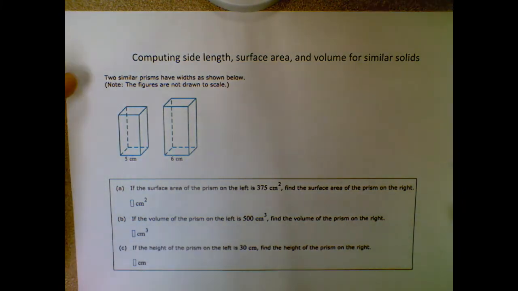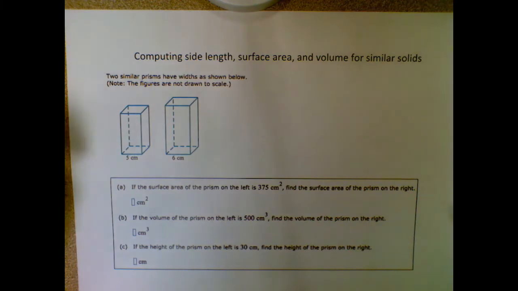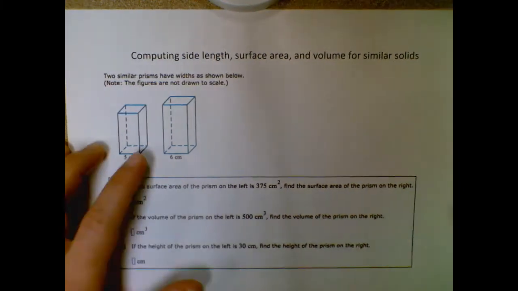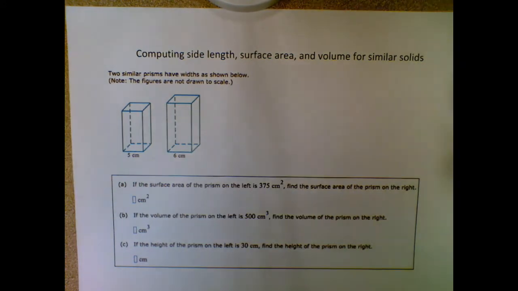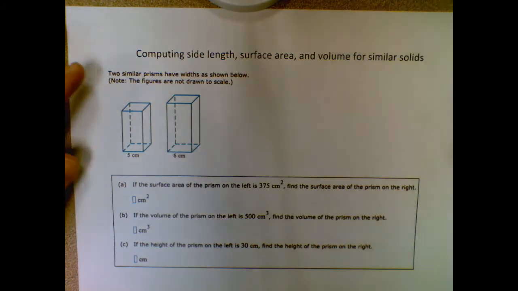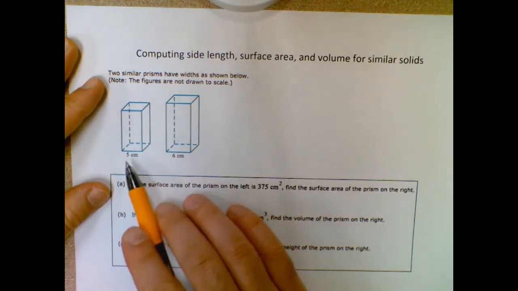Today we're going to be looking at the ALEKS topic, computing side length, surface area, and volume for similar solids. So we have two similar prisms here, and their widths are shown, and we only need one. If they tell us they're similar, we only need one corresponding piece of information in order to find that scale factor. So remember, we're going from here to here.